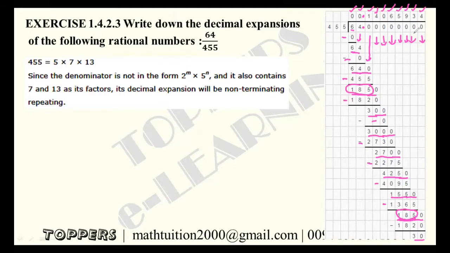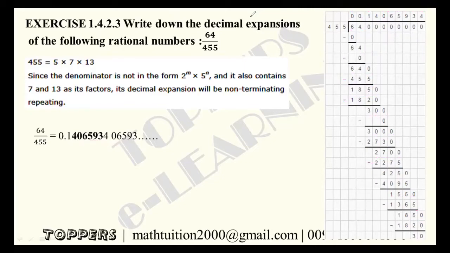So what is the repetition block? After 1, 406593. That is the repetition block, correct? So it is non-terminating repeating. So 64 divided by 455, we will get 0.14065934065993, and 406593 is the part that will repeat again and again. So this is a non-terminating repeating decimal number. Okay, fine.